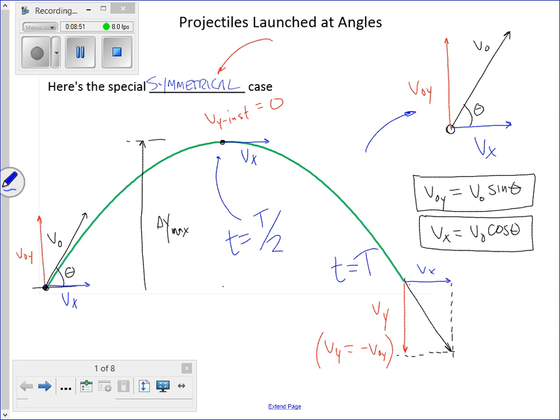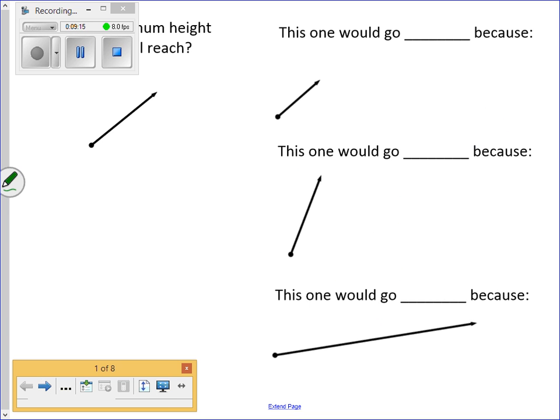And really, the idea is that you will never just use a launch speed that's given if it launches at an angle. You will have to use what you know about the launch speed and the launch angle to find the components of initial velocity in one of these two perpendicular directions. Good so far? Let's proceed.